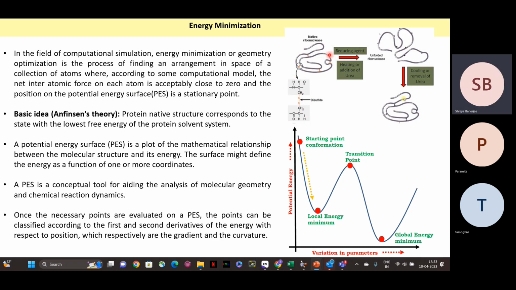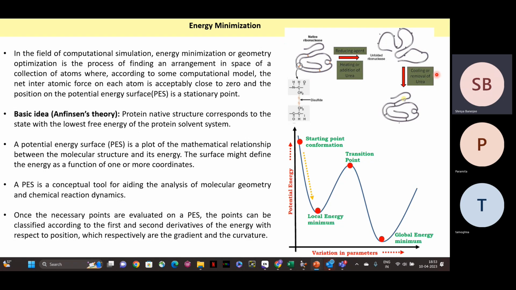So he had taken a reducing agent, or you can heat the system or add urea. Either adding reducing agent or heating or adding urea breaks the disulfide bonds and the protein unfolds. After that, he had cooled the system or removed the urea to allow the protein to fold back, and it had folded back into the same native conformation, and the four disulfide bonds were in the exact same locations as in the original structure.